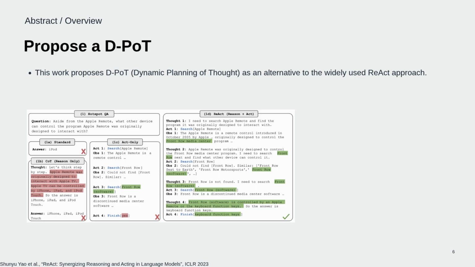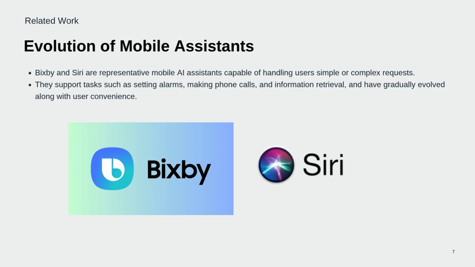So in this work, the authors proposed DPoT, dynamic planning of thoughts, as an alternative to the widely used ReAct approach. Before we go to the main method, I just want to share the evolution of mobile assistant history. Bixby and Siri are representative mobile AI assistants capable of handling usually simple requests. They support tasks such as setting alarms, making phone calls, and information retrieval, and they have gradually evolved along with user convenience.